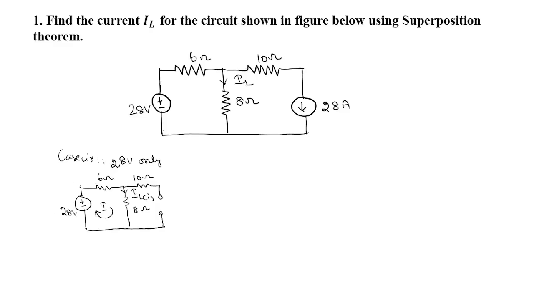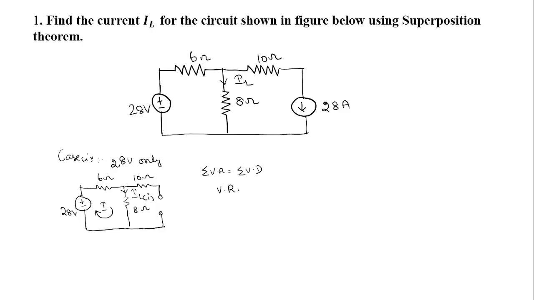Now we'll apply Kirchhoff's voltage law here. By Kirchhoff's voltage law, the sum of the voltage rises is equal to the sum of the voltage drops in a closed circuit. The voltage rise is written only with respect to the voltage source, and the voltages across the resistors are considered as voltage drops. The current direction assumed is from negative to positive with respect to the voltage source.